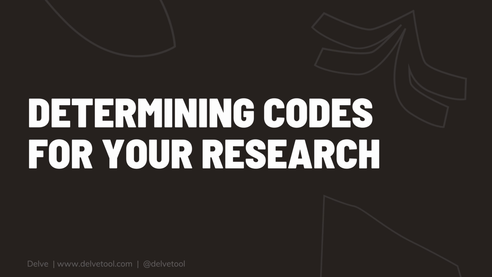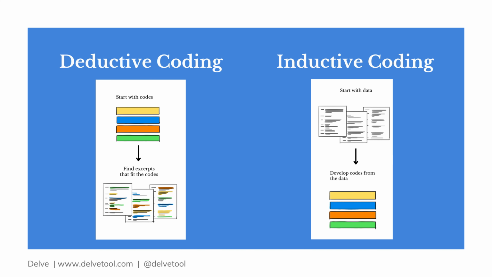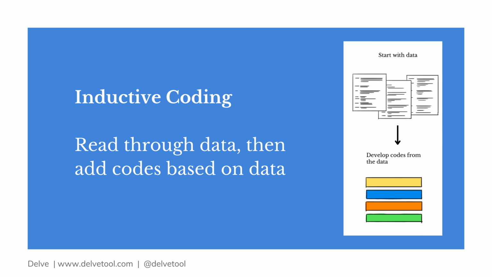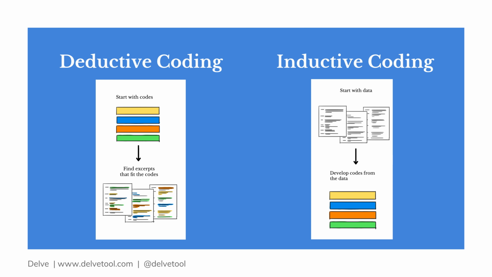That's what codebooks are. But how do you start creating a codebook? Well, to create a codebook, you need codes. And let me walk you through how to add codes to your codebook. There are two main approaches for adding codes to your codebook: deductive and inductive coding. Let me walk you through each one. The first approach, called deductive coding, is where you add codes to your codebook before you start reading through your data. The other approach, called inductive coding, is where you start reading through your data first and then add codes as you go based on what you see in the data. I'll show you how to create a codebook with both approaches.